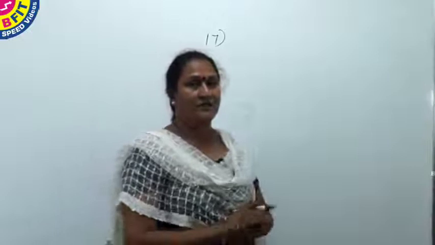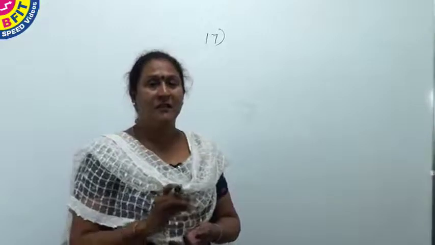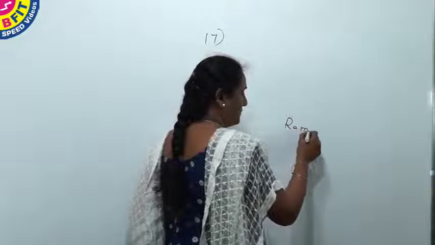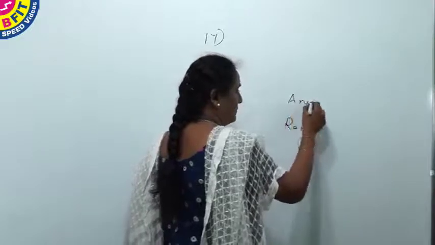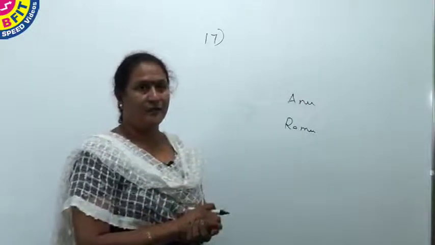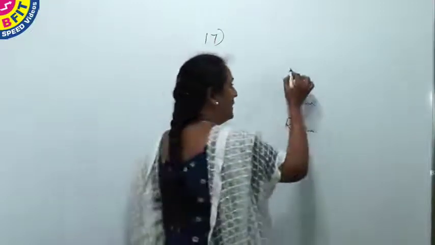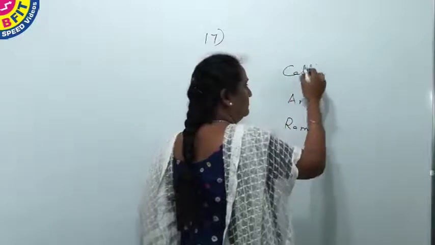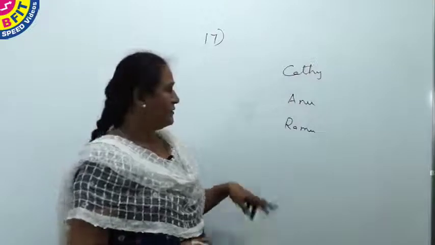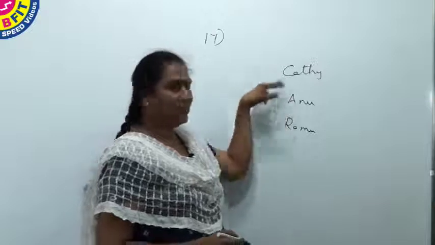So according to the question, Anu is as much older than Ramu. It means that Anu is elder than Ramu. So we'll write Ramu at the base and Anu above Ramu to show that Anu is elder than Ramu. And she is as much younger than Kathy, so we'll write Kathy on the top. So here Kathy is the eldest and Ramu is the youngest. So Anu's age is in between, exactly in the middle of Kathy's and Ramu's ages.